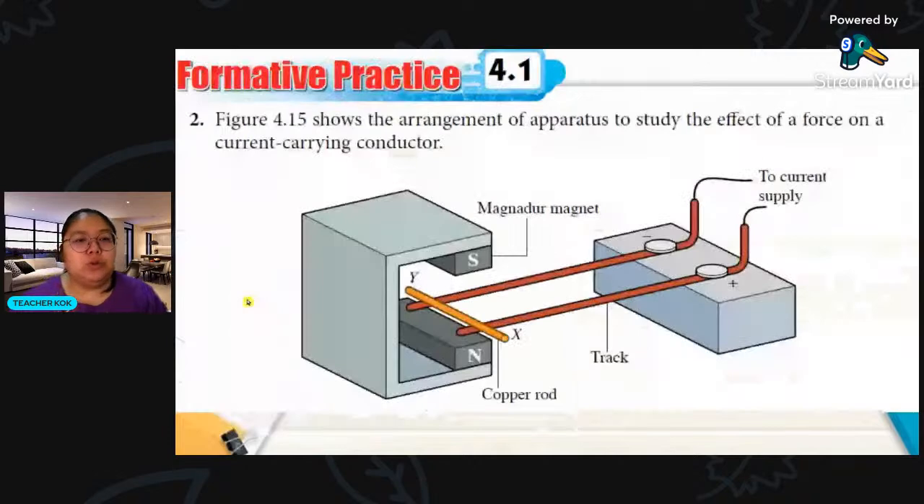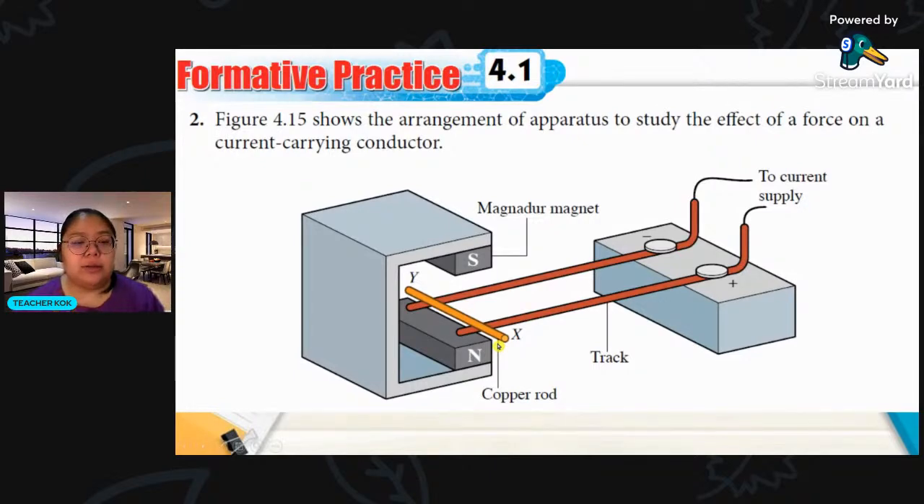Okay, number two, they show the arrangement of apparatus to study the effect of the force on the current carrying conductor. Same as before, we learned magnet, north to south. Then we have a copper rod, that means it can move. The red track is also copper but cannot move, it is already fixed. We have a current supply, which must start from the positive. When it moves, we only want to see the copper rod, how the current flows through the copper rod.